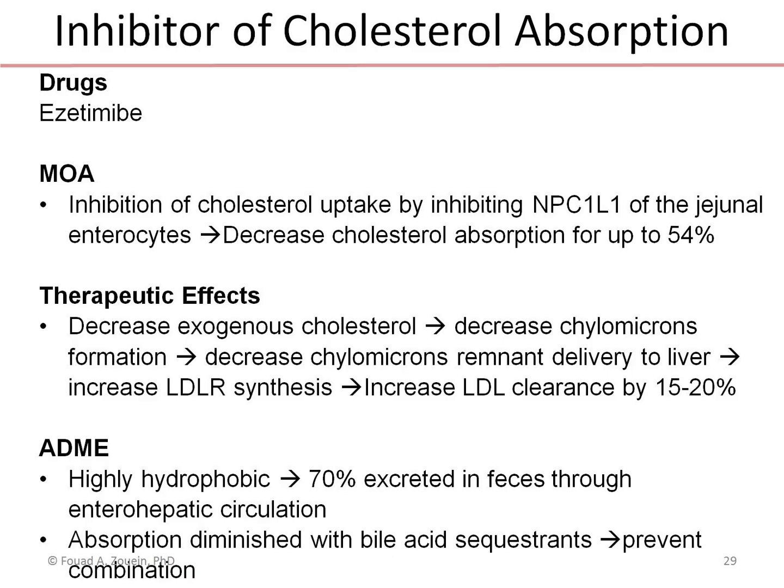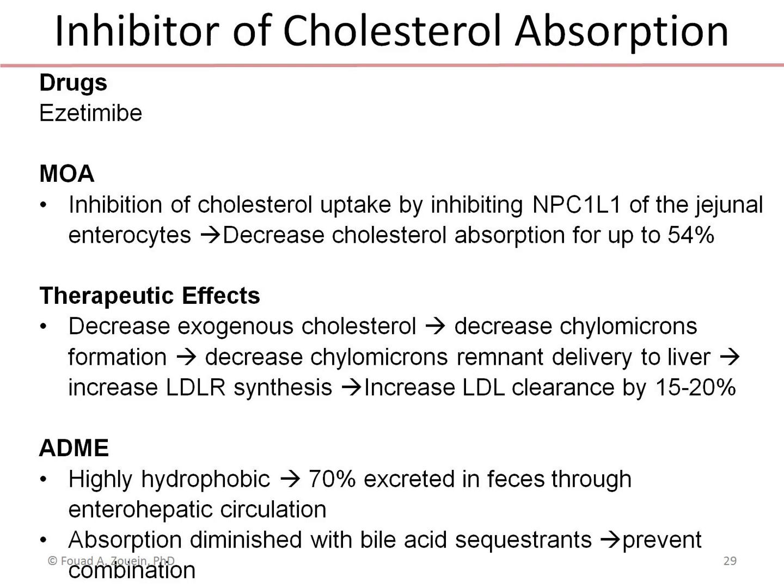Ezetimibe was a very, very famous drug back in clinical trials in the last decade. So this drug, the mechanism of action is simply that it inhibits the NPC1L1 of the jejunal enterocytes, which is basically a polytopic transmembrane protein in the apical membrane of the small intestine, and its job is to absorb cholesterol. So this would decrease cholesterol absorption by up to 54%.